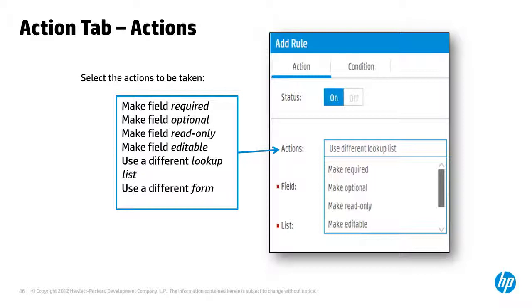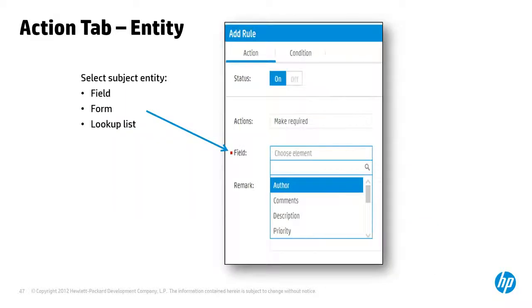So you can hide fields. You can make a field required. You can make a field editable. You can make a field use a different drop-down list, all of which are common.